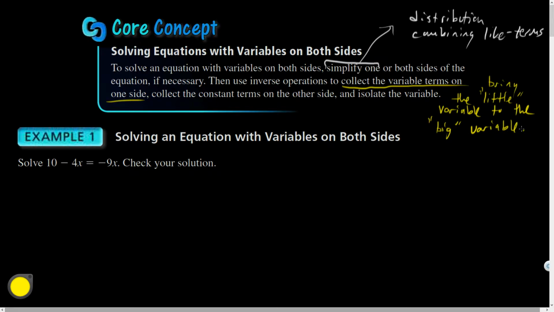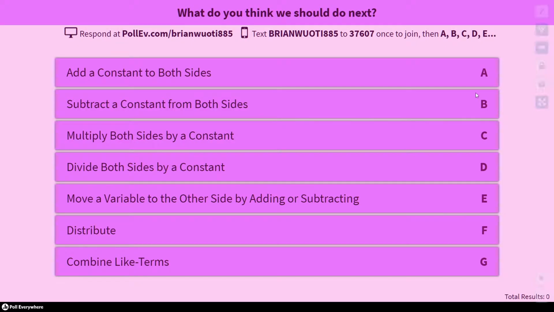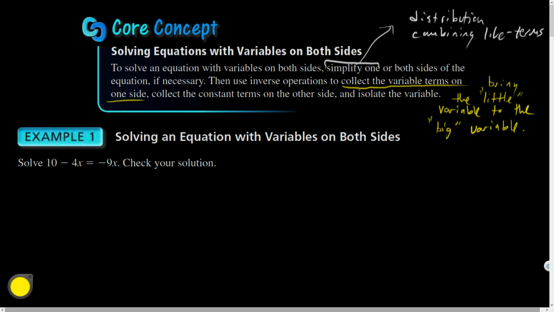So for example 1 here, it says solve 10 minus 4x equals negative 9x. And mis amigos, we have our polls open and ready, currently unlocked. So my friends are going to be voting right now about what to do to this equation to solve. What's the next step to solve that equation? Let's see. We'll give them 10 seconds.